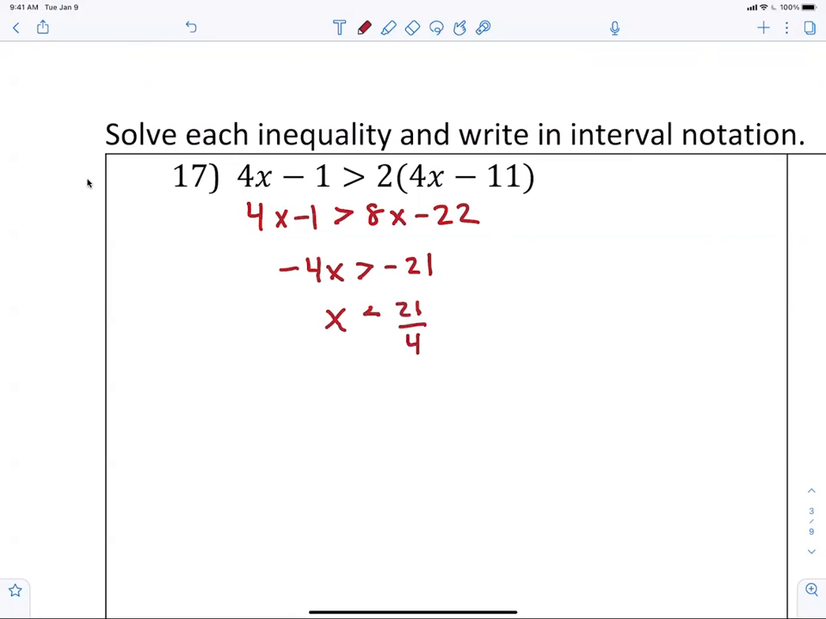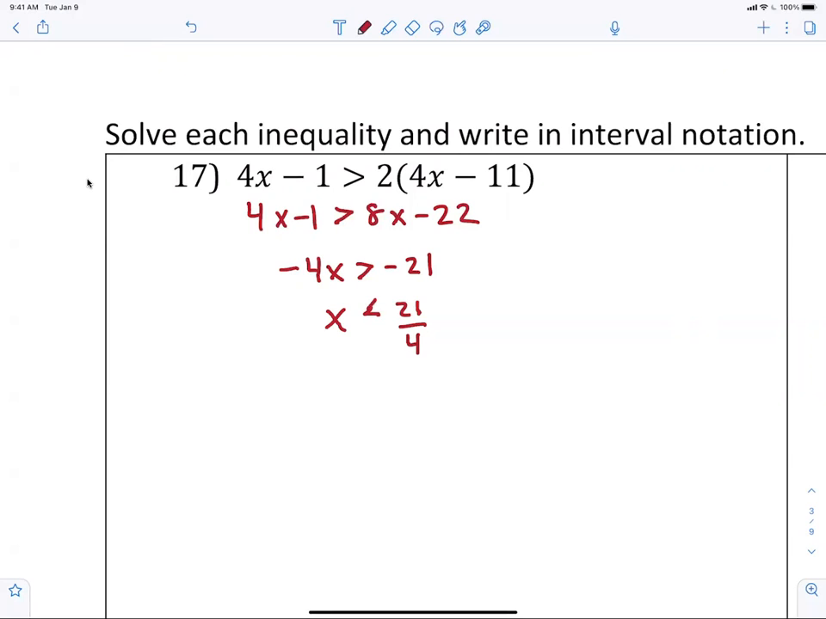Remember, you have lots of choices. The bottom line is, do you agree with what I wrote on the board? You're allowed to have decimals. You're allowed to have fractions. It doesn't have to work out evenly every single time. Does anybody have any problems with that being x is less than 21 fourths?